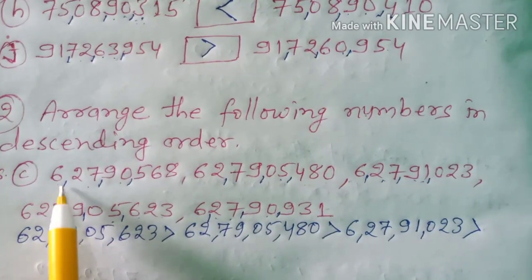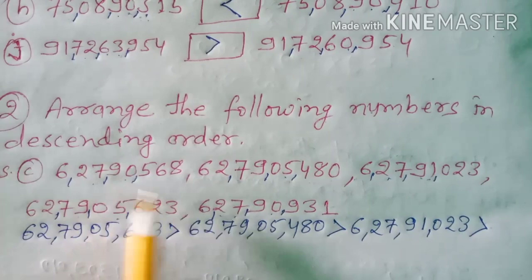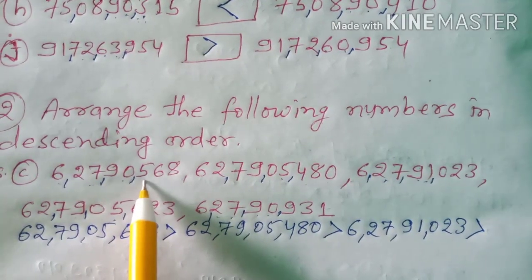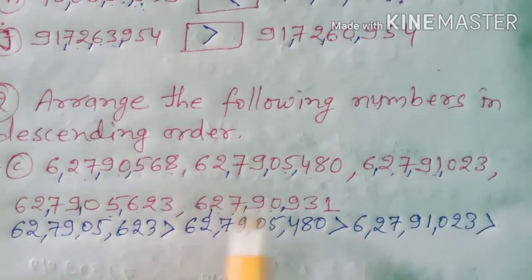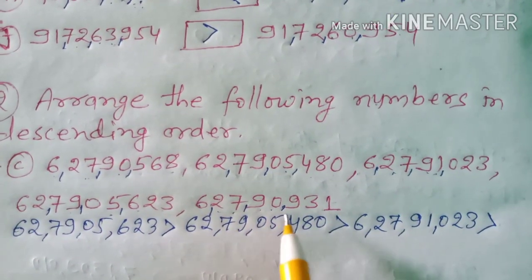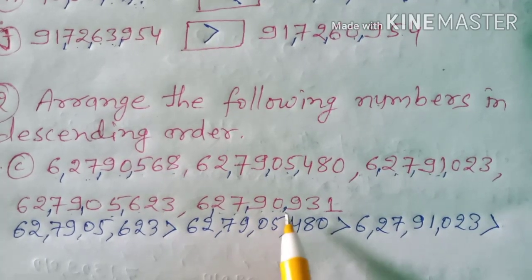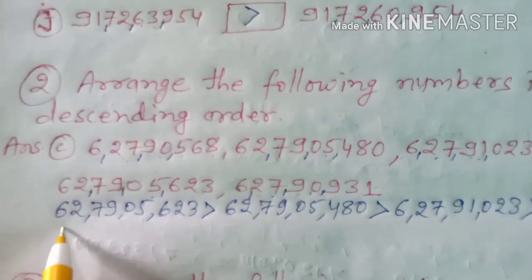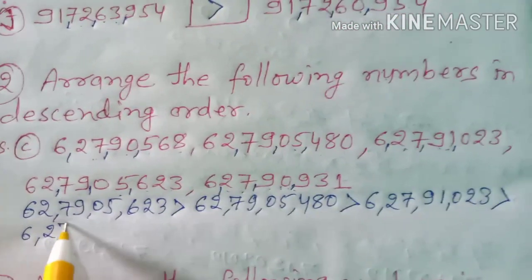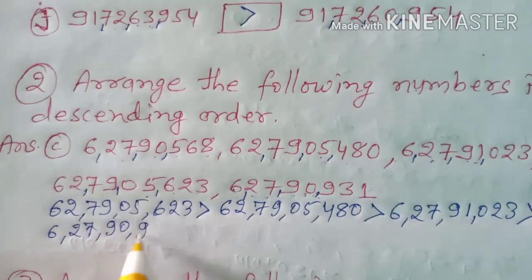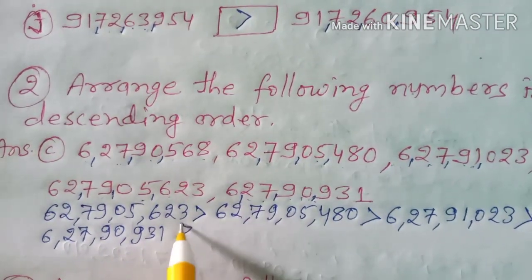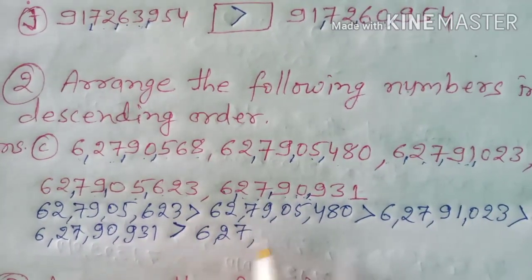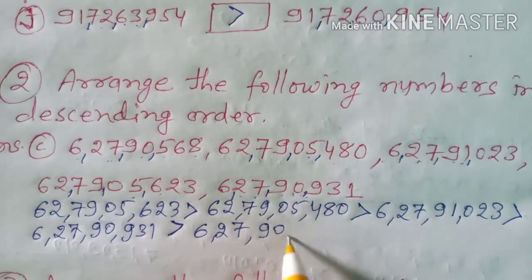Now see, in the crore, lakh and thousand places, both numbers have the same digits. Now in the ones period, here is 568 and here is 931. It clearly shows that this number is greater than this number. So this number will be set first, and we put here 90,931. We will put this sign, and now what will we write? 6 crore 27 lakh 90,568.